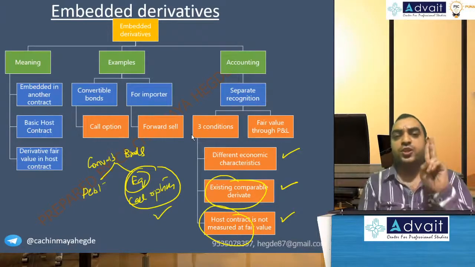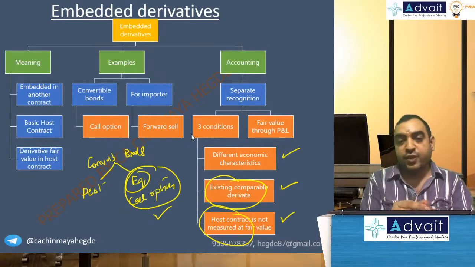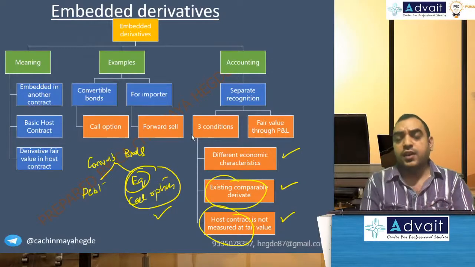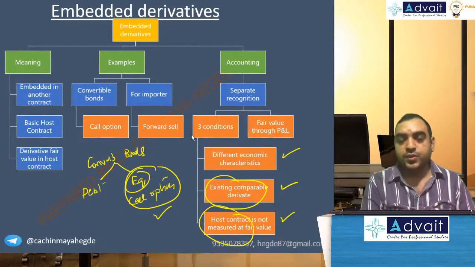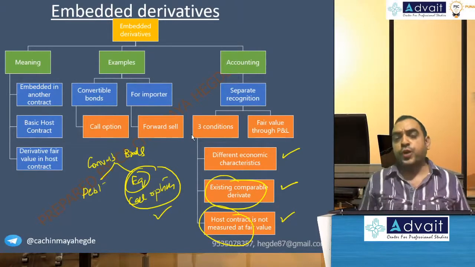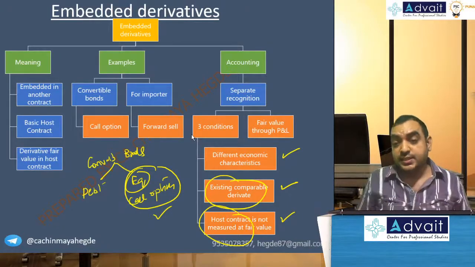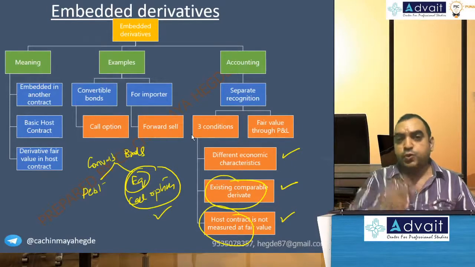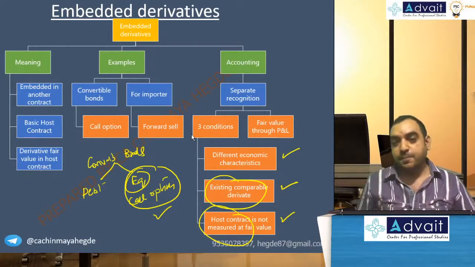You can expect only two kinds of questions from exam point of view. One, a theory question on embedded derivative: what is embedded derivative, give examples, and what are the accounting conditions? That is one theory question. The other one is a problem on how to separate it, where they will tell you that this is the embedded derivative, so you need to separate it. So if they give you a problem, they will give it to you directly.